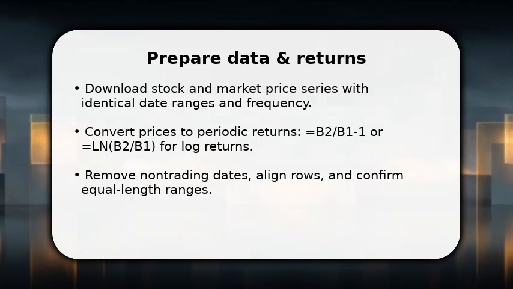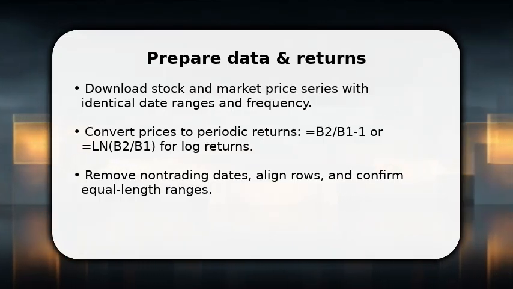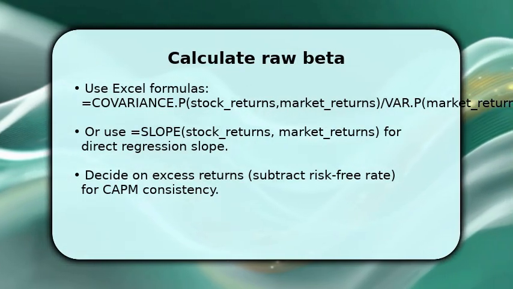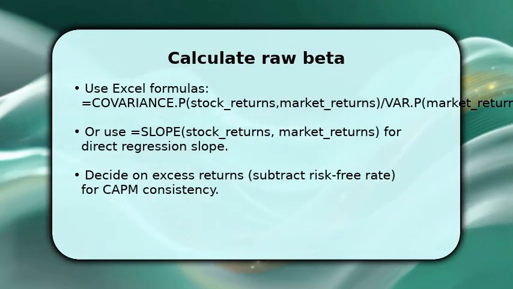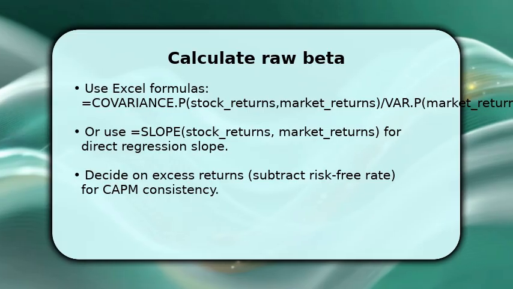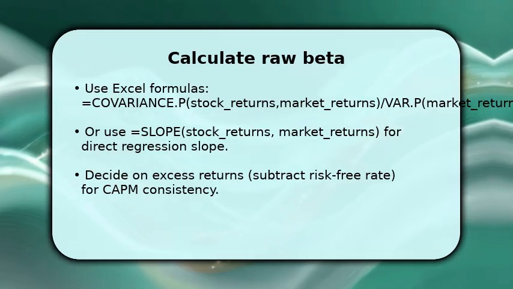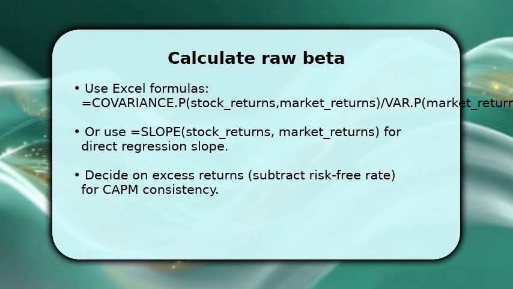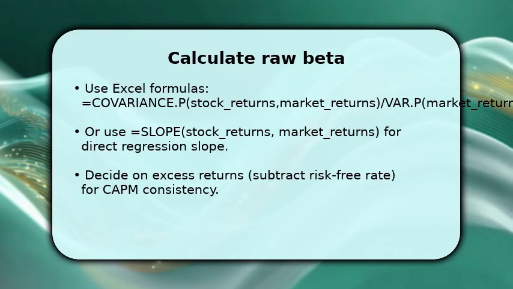Now compute beta by measuring the relationship between stock and market returns. You can divide covariance by market variance, equals COVARIANCE.P(stock range, market range) / VAR.P(market range). Alternatively, use equals SLOPE(stock range, market range), which runs the same linear regression and returns the slope directly.